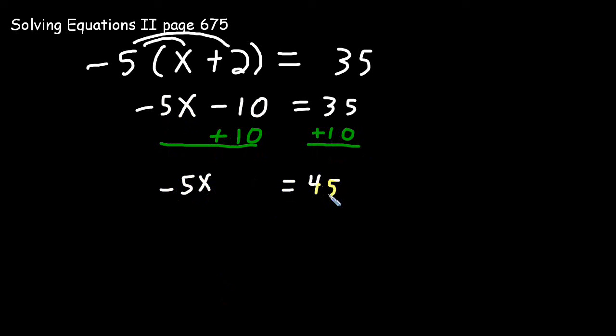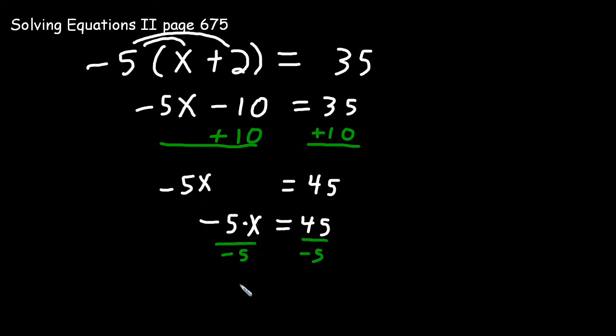Almost have x by itself. I got to get rid of the negative 5. How do I get rid of negative 5? Well, that's negative 5x, or negative 5 times x. We want to always do the opposite. What's the opposite of multiplication? Well, it's division. You divide both sides by negative 5. What you do to one side, you do to the other side.